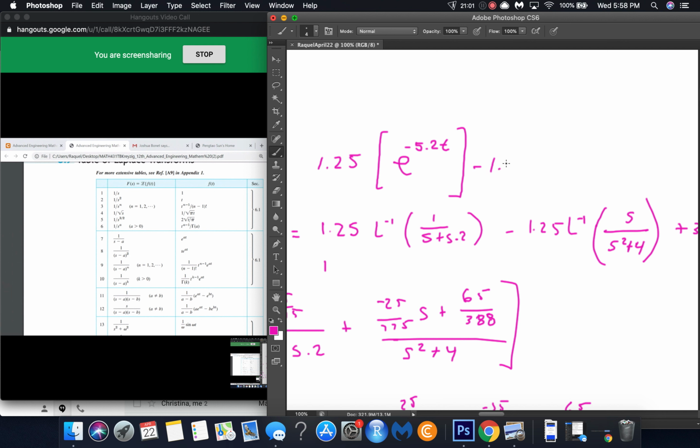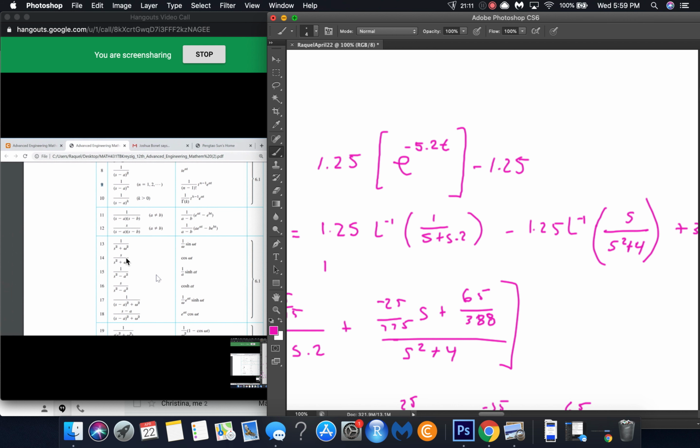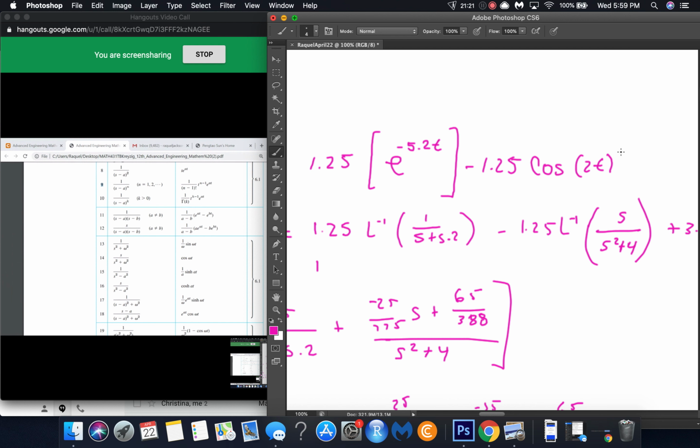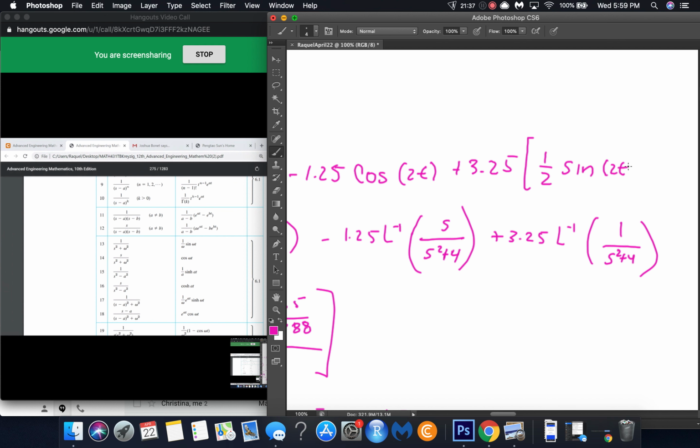And then minus 1.25. Now, S over S squared plus 4. If you scroll down a little bit, go to 14 probably. Yes, 14. 14 is S over S squared plus omega squared equals cosine of omega t. So that's going to be cosine of 2t. And then plus 3.25. The one that is by itself is 13. It's going to be 1 over omega, so 1/2. Exactly. So it's going to be 1/2 sine of 2t.